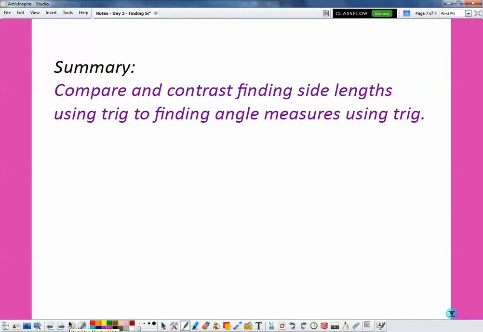For your summary, compare and contrast finding side lengths using trig to finding angle measures using trig.